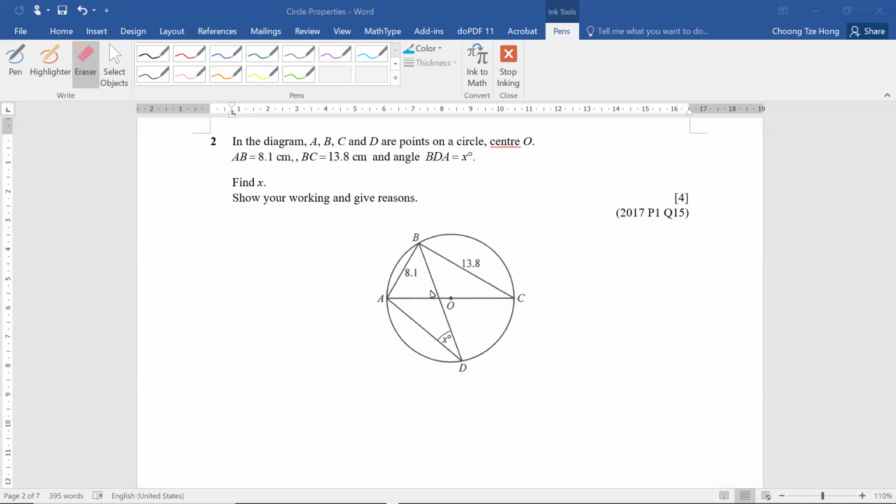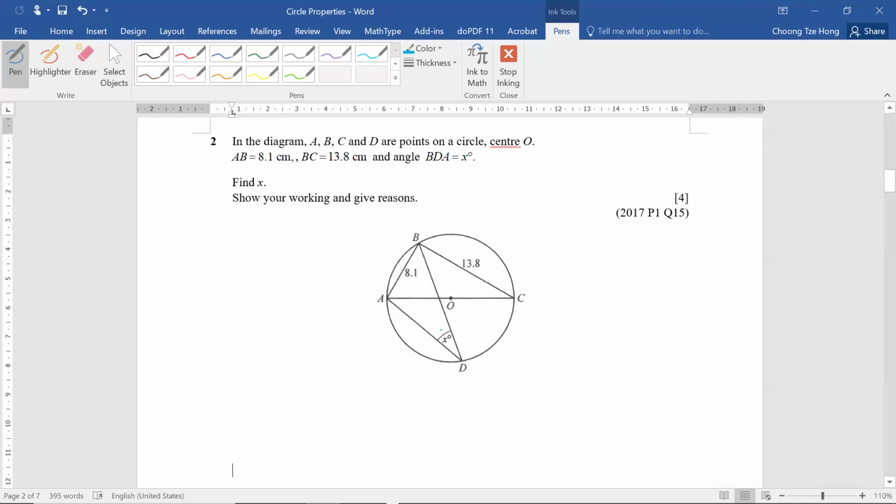Let's examine the question diagram more closely. You see that angle x exists over here, it's angle BDA. In the triangle BDA, besides angle x, we only have one other side. We do not know any angles inside that triangle, so it's practically impossible to proceed any further to find x.